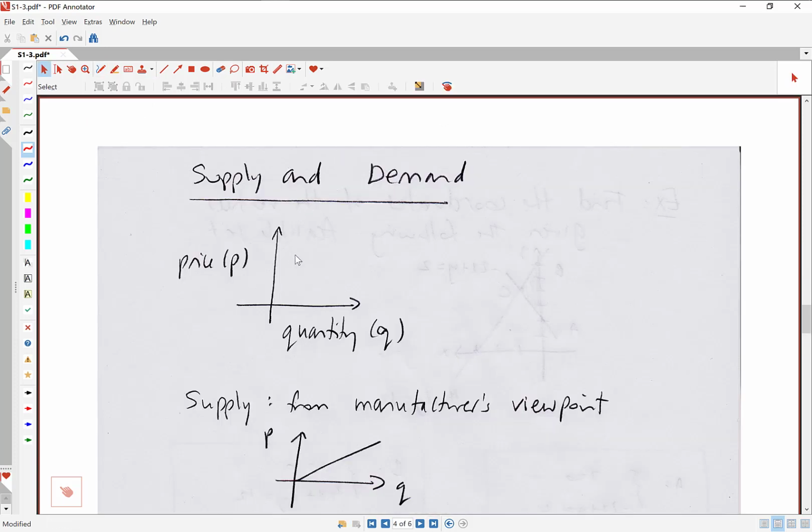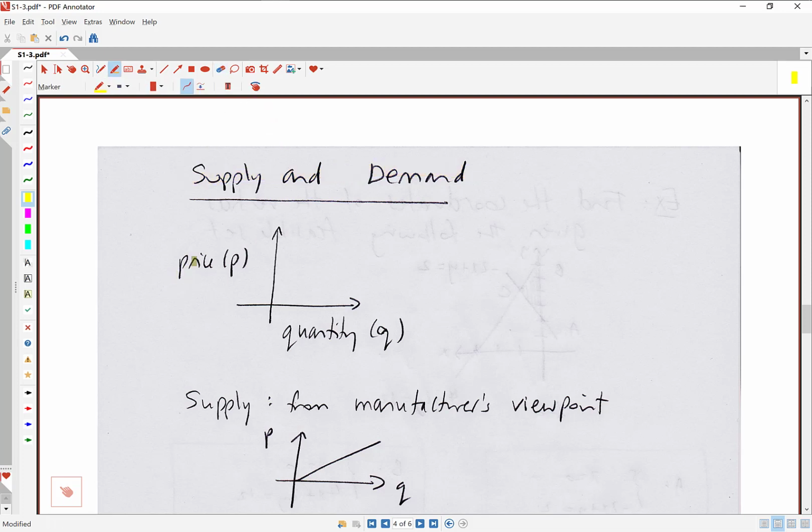So now we're going to look at a real-world application where we need to find the intersection of 2 lines. We're going to look at the idea of supply and demand. So what we're going to do is imagine that we're producing a product, like let's say cans of Coke or any kind of consumer product.